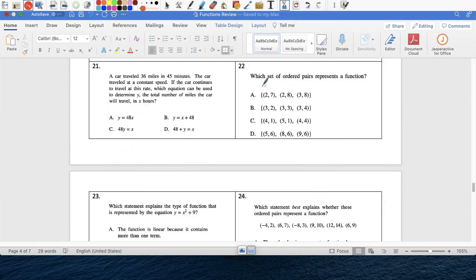Which one represents a function? Well, A is gone because the inputs repeat, right? The 2 has 2 outputs, 7 and 8, so that's gone. B is definitely gone. C is also gone. And D, well, 5 is unique, 8 is unique, and 9 is unique, and they all share the same output. That doesn't matter, so D is okay.